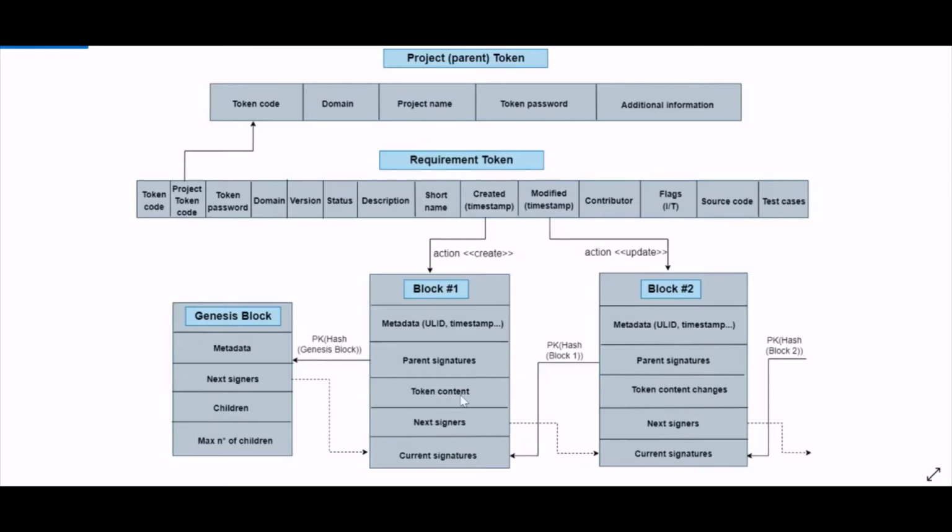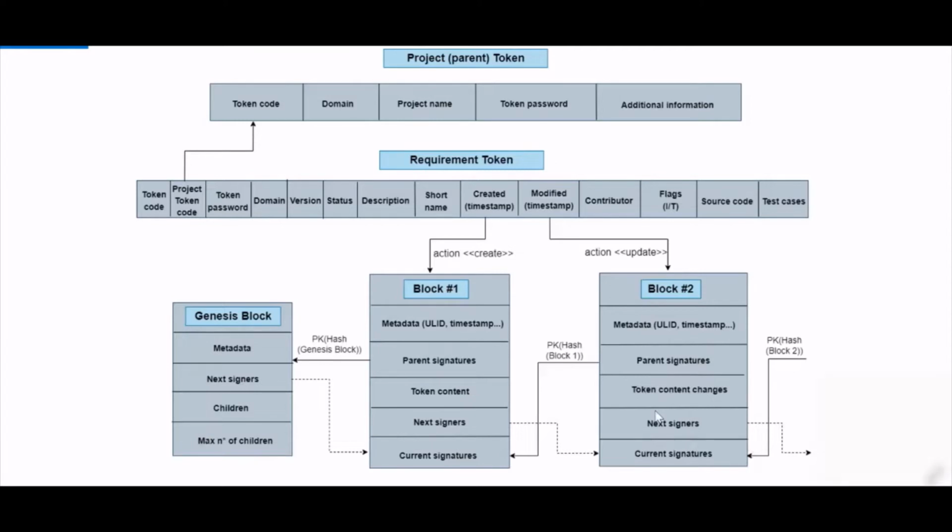The consequent blocks have the same structure as block number one. However, they do not store the whole token content, but only the token content changes. Any first block needs a genesis block, which is provided by the other parties of the network randomly. This structure allows stakeholders of the software development lifecycle to keep track of what, when, how, and by whom requirements were created, changed, implemented, and tested in a trustworthy and transparent manner.